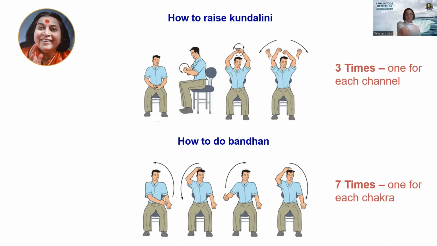And there are 7 chakras. So we do 7 Bandhans for each chakra. So now we'll do it for the 2nd chakra, 3rd, 4th in the heart, Vishuddhi, the neck, Agnya in the head, and then the top chakra, the 7th chakra. And we can thank our Kundalini for raising up.